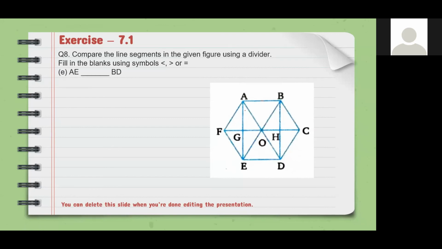AE and BD. Now see the figure, AE and BD. You will follow the same process. AE and BD are equal. So here the equal to sign will come.